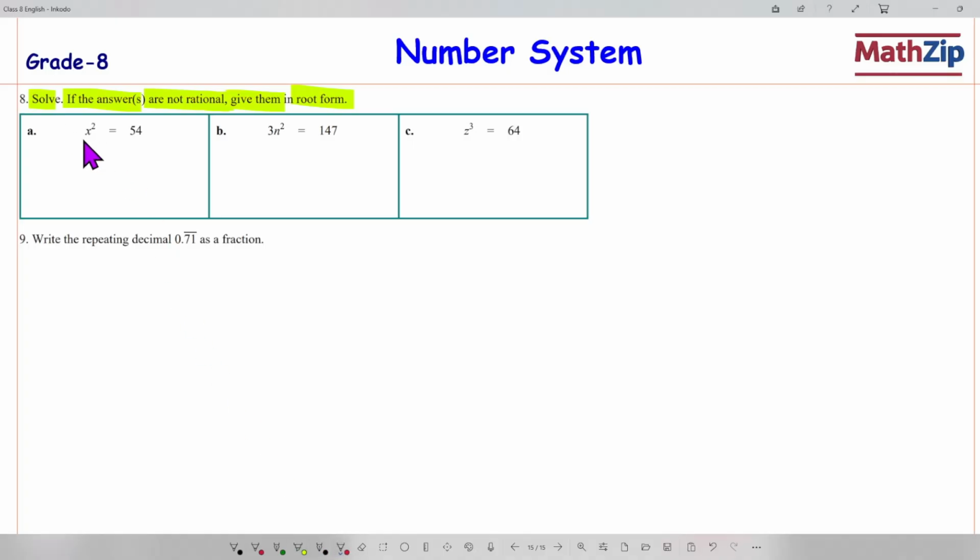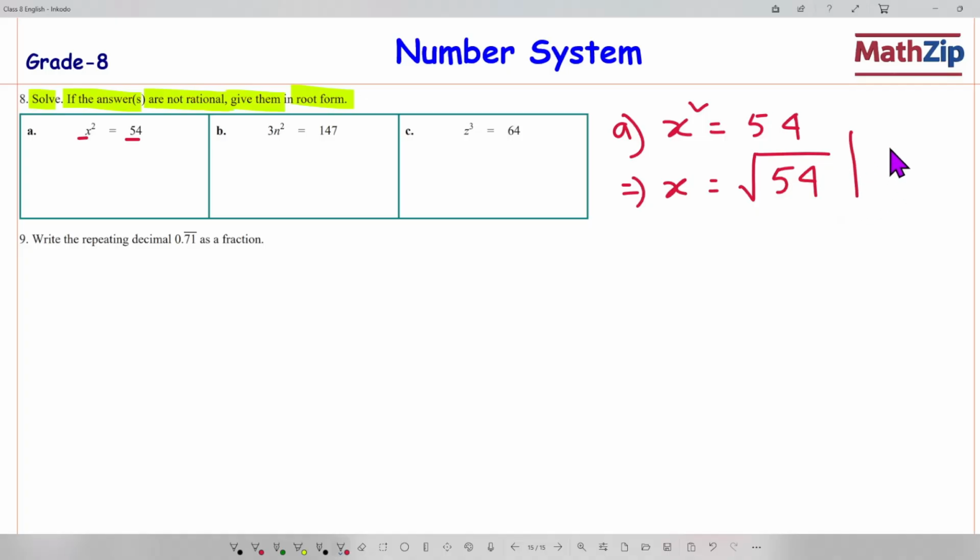First one, x squared equals 54. So number A, x squared equals 54. If we take the square root of both sides, x equals root 54. But this 54 we have to write in a reduced format, like we know 9 times 6 is 54.